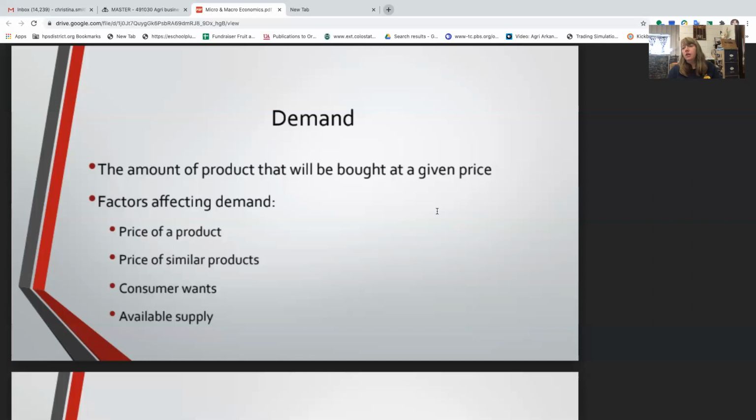Consumer wants. You got to think about that too, because if the consumers are all eating beef sticks and they love beef sticks, and a health report comes out and it says, hey, beef sticks cause cancer, what's going to happen to the demand for beef sticks? Right? Because we no longer want beef sticks. Like, we just don't. They cause cancer. Why in the world would I want beef sticks? So now the consumer want has changed.